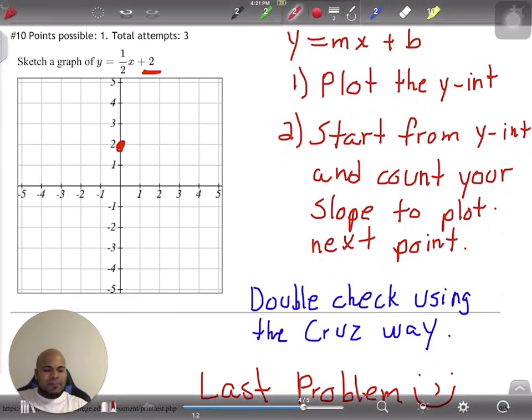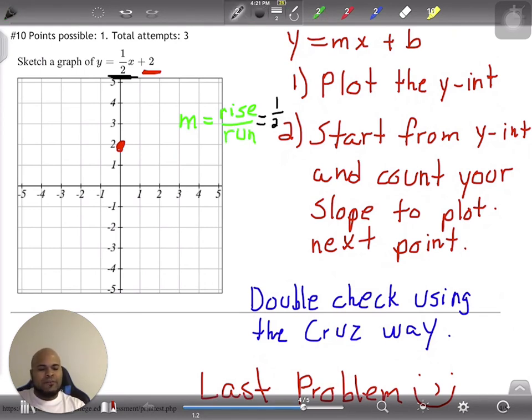Now, second step, start from the y-intercept and count your slope to plot the next point. Remember, we have a graph, so we can just count. Slope, as a refresher, is rise over run, or the vertical change over the horizontal change. So in this case, my slope is 1/2. I hope that you can see that that's the number in front of the x. So from the y-intercept, move up 1 and then move 2 to the right because they're both positive. And that's where I could plot my next point.